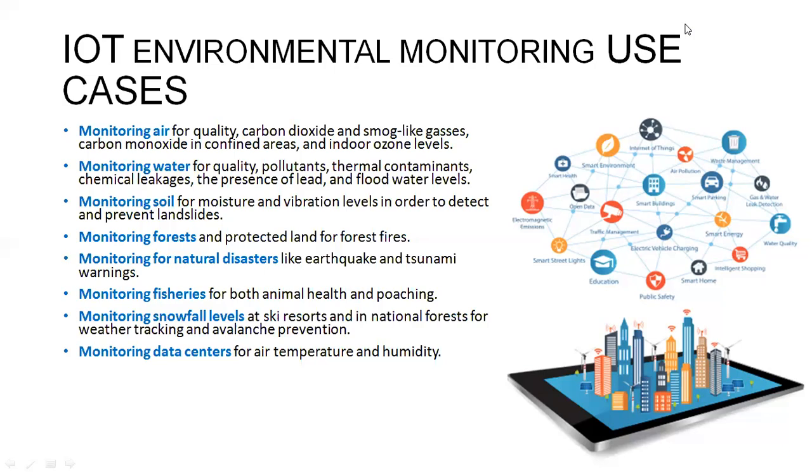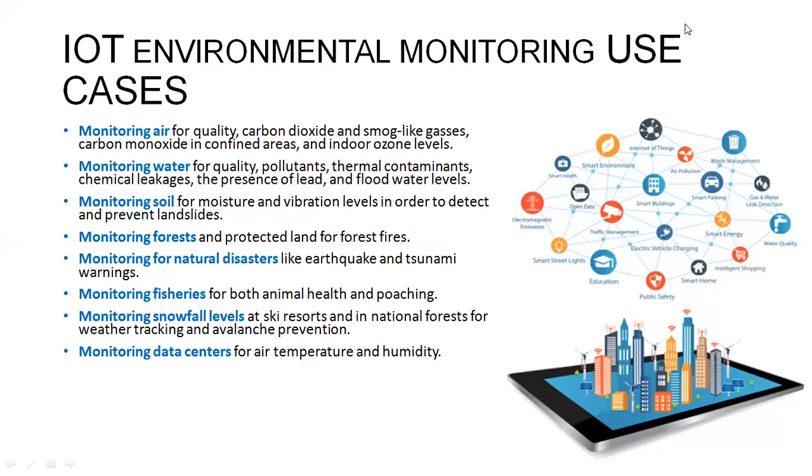Just like for monitoring air quality: carbon dioxide, smoke, gases like carbon monoxide in confined areas, and indoor oxygen levels. So for monitoring areas, different sensors are there. For monitoring air, environmental sensors will be used. Likewise, in monitoring water quality, pollutants, thermal constituents, chemical leakage, the presence of lead, or flood water levels, that kind of sensors is also used to monitor water condition all the time.